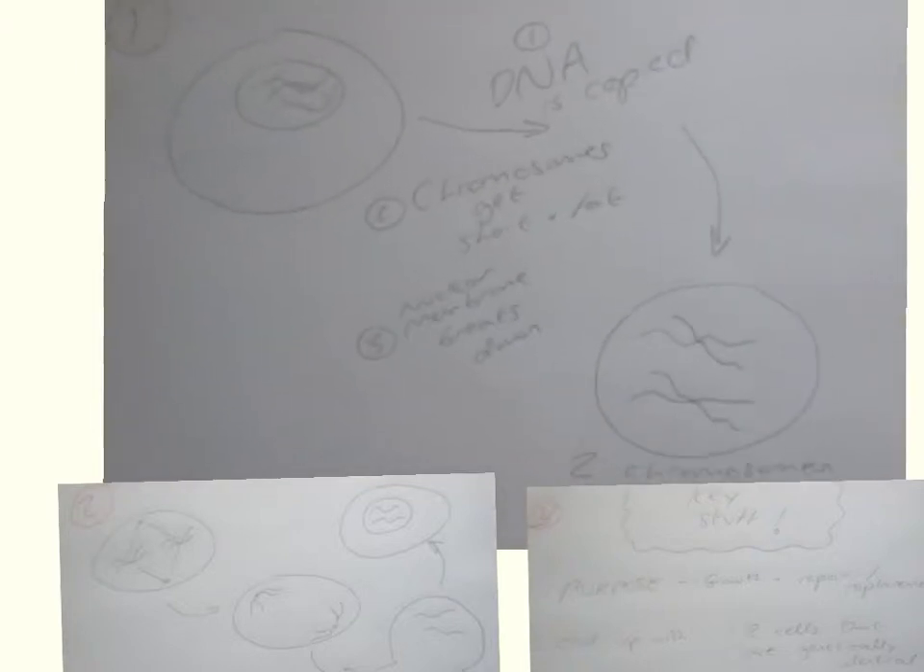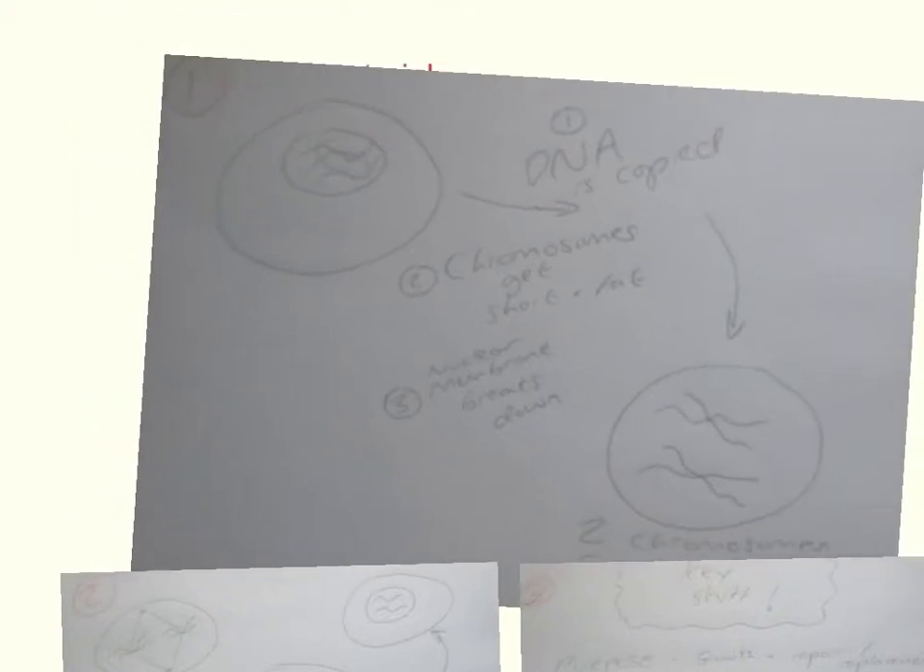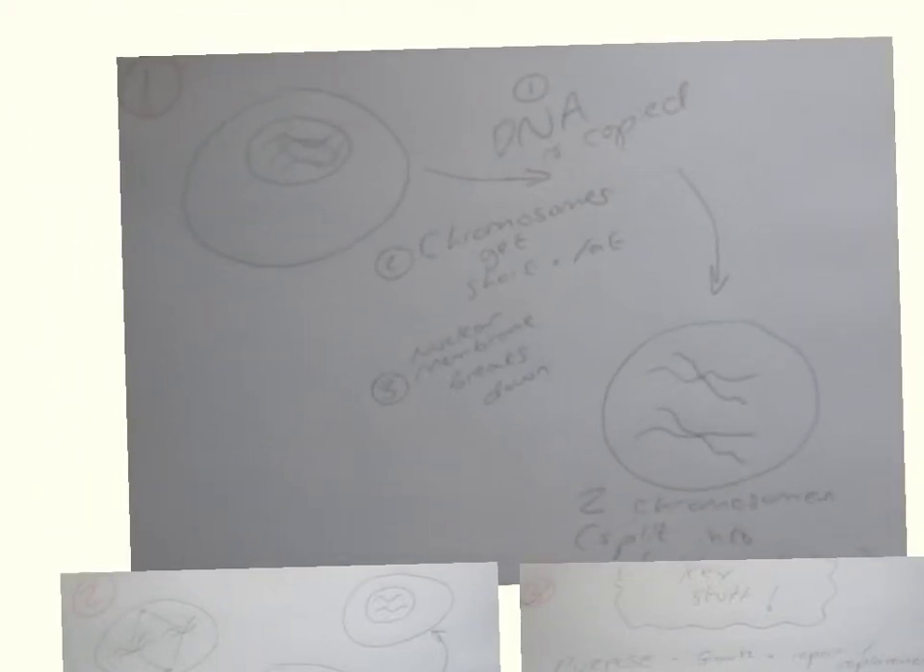Okay, this is a very quick explanation of mitosis. Now, firstly, the first point to make is that we're starting off here with one ordinary body cell, and then three things are going to happen.